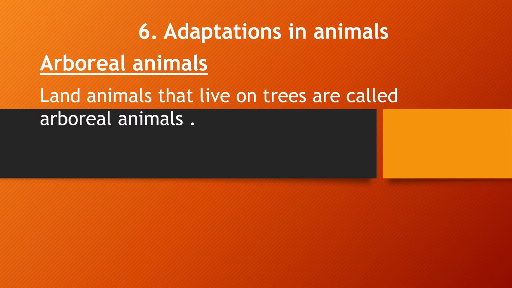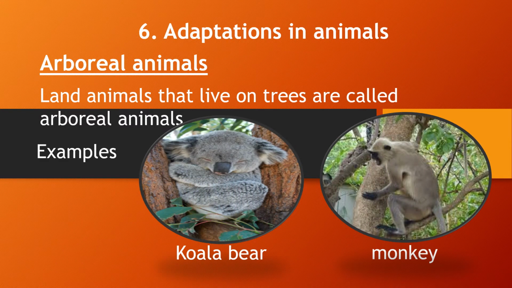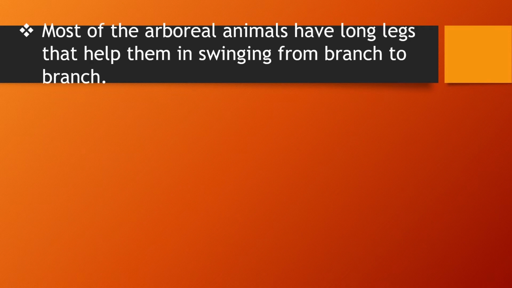Examples of such animals are squirrels, monkeys, koala bears, etc. All these animals spend most of the time on trees. So these animals have some special body features that help them to live on trees. Arboreal animals have long legs that help them in swinging from branch to branch or from one tree to another tree.